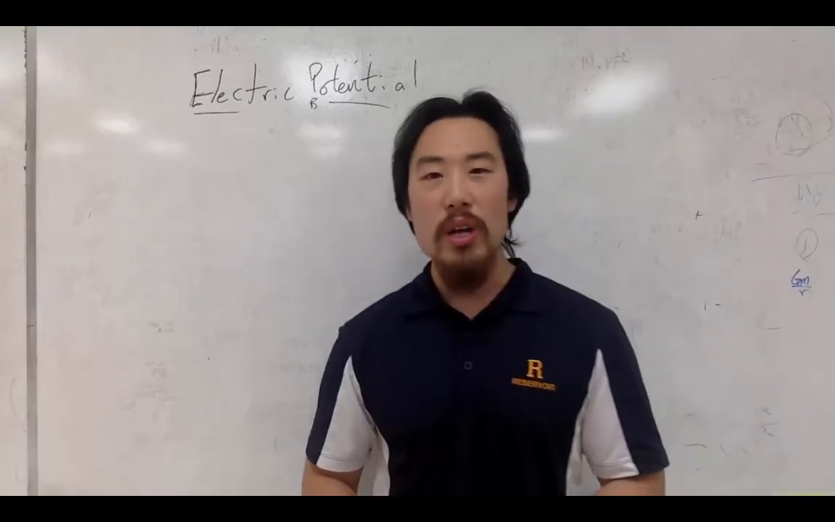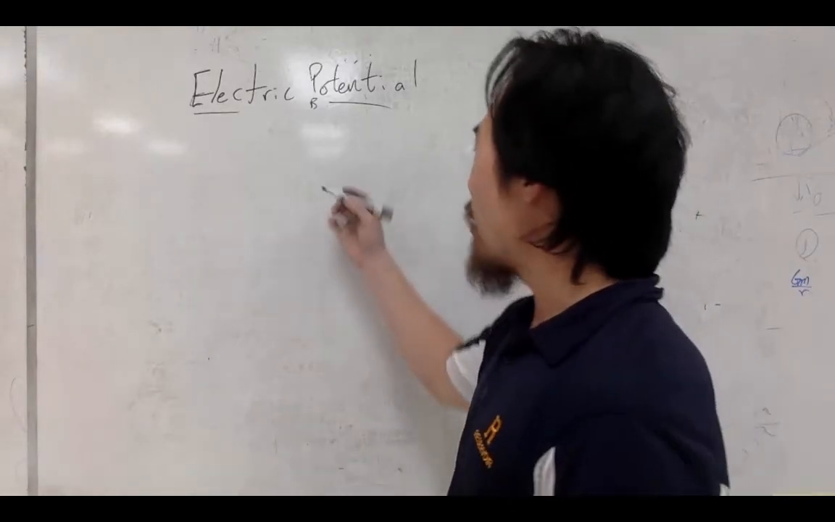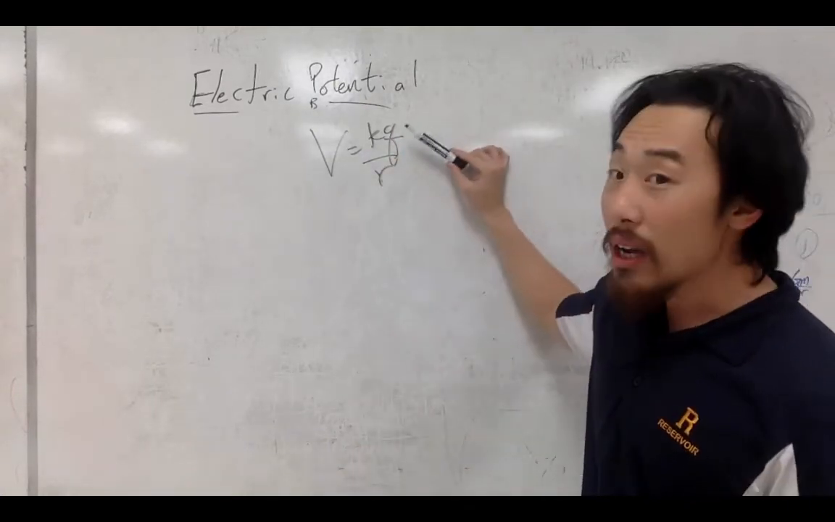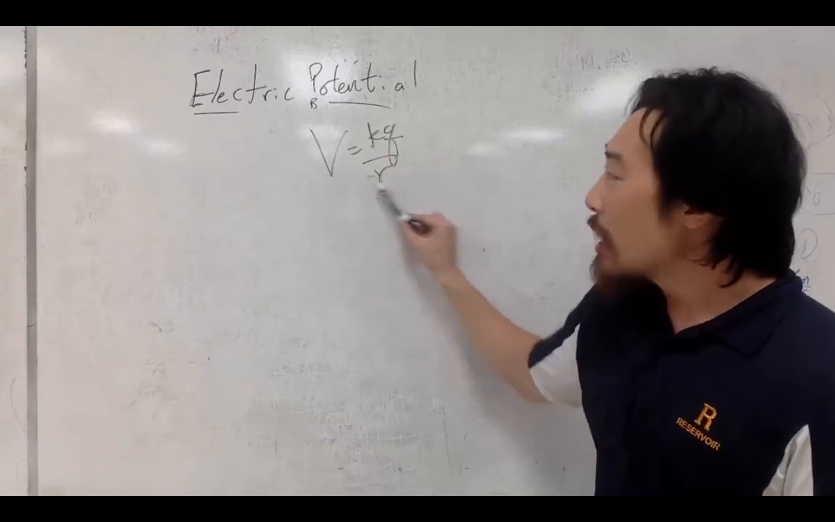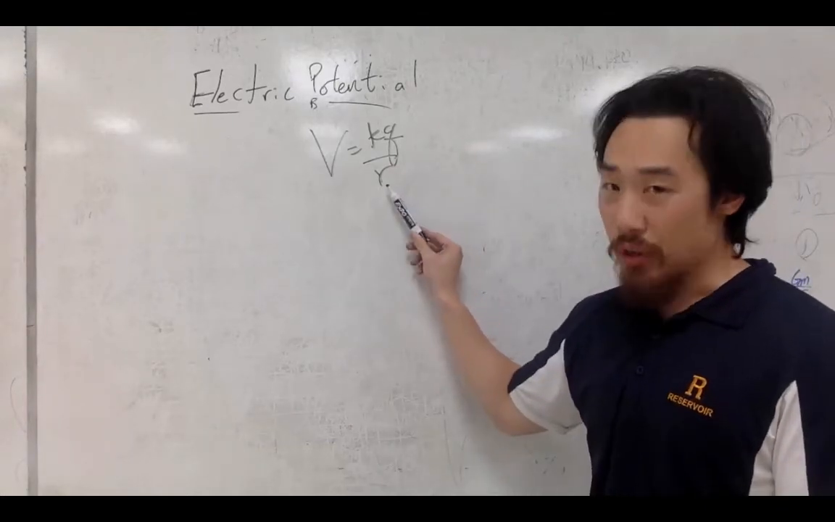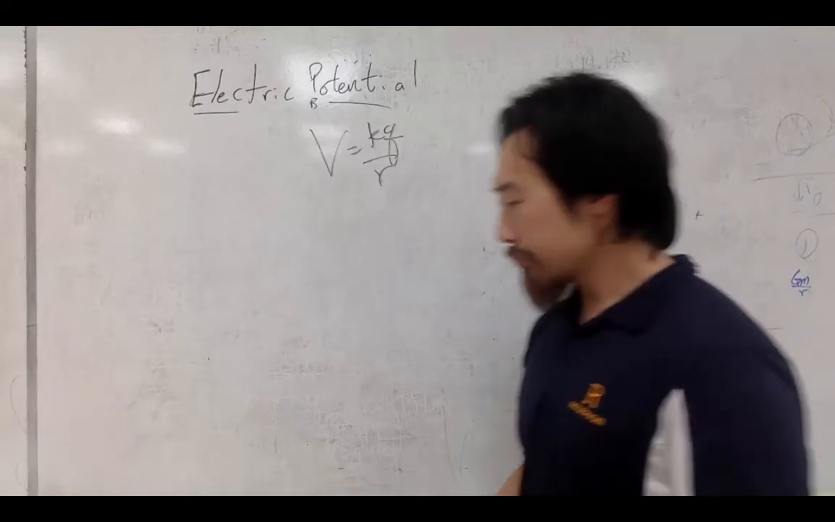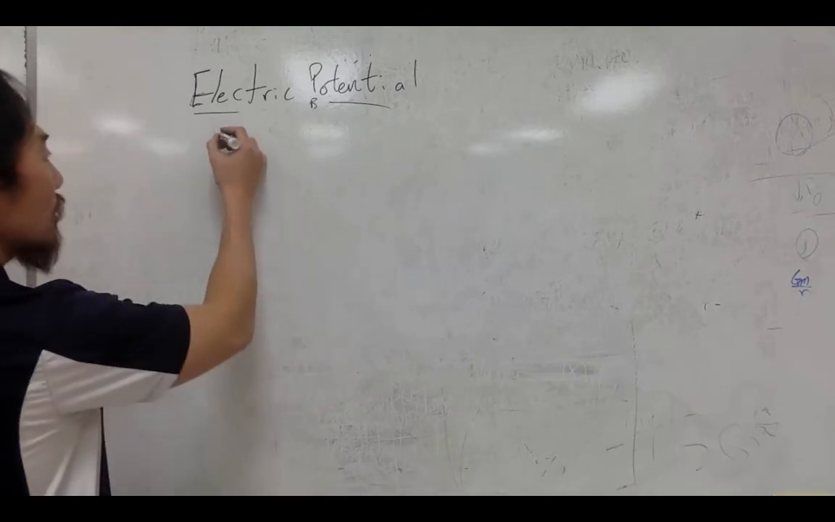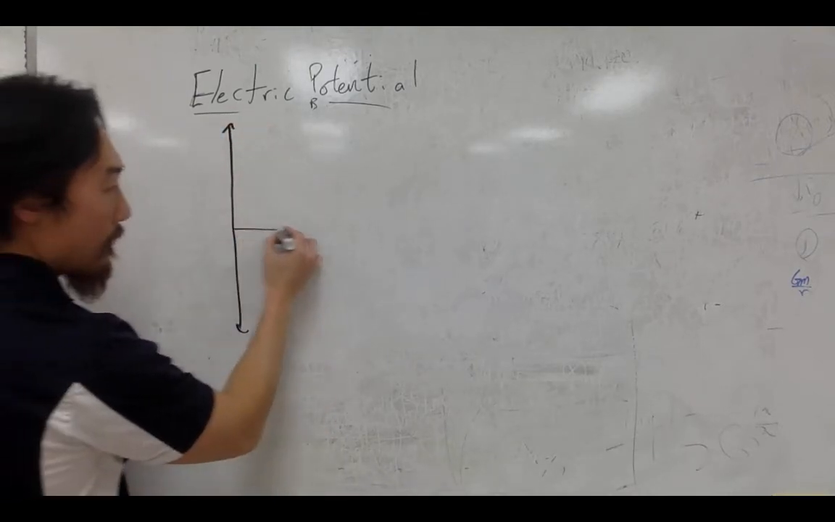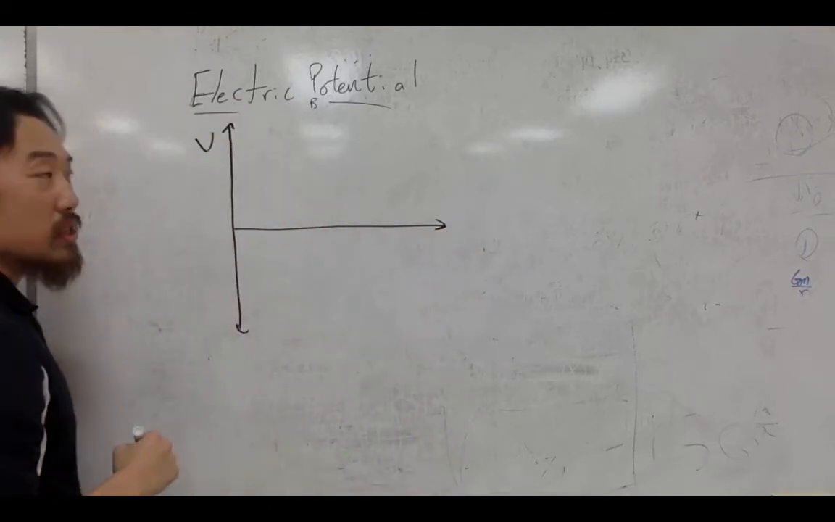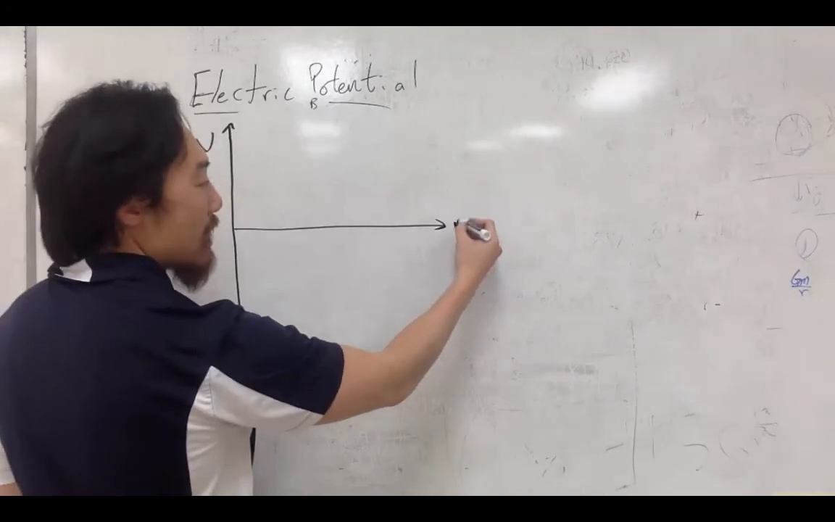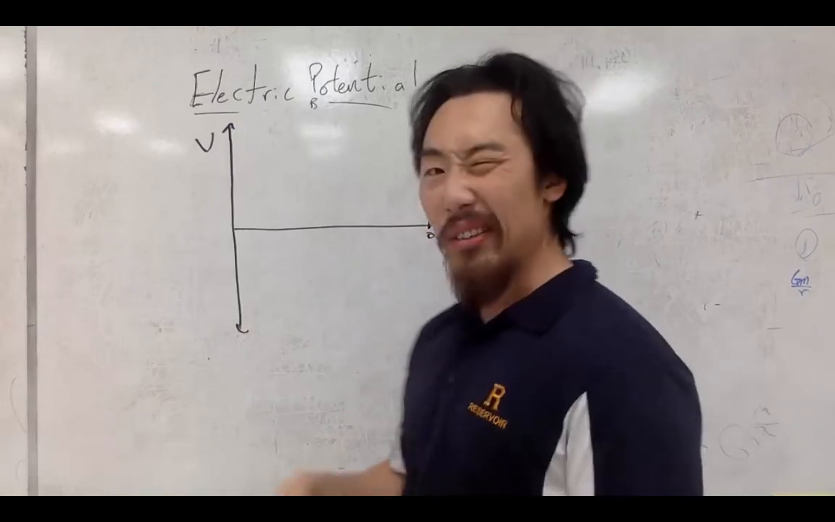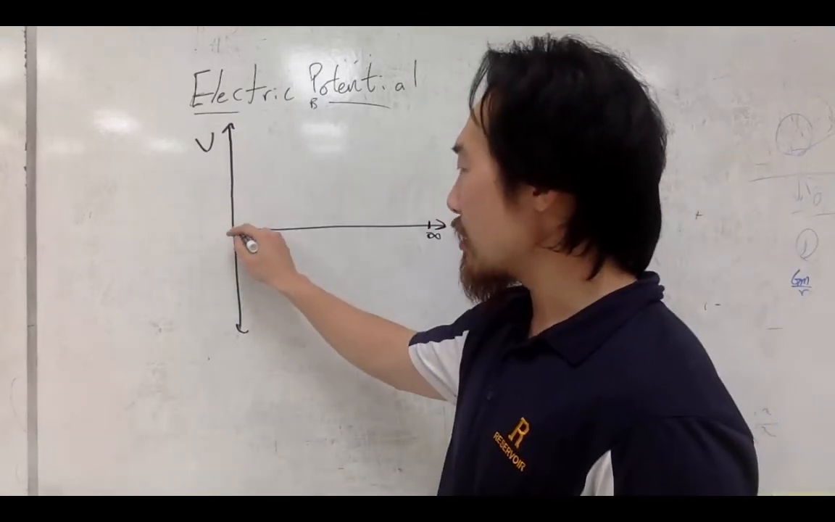So what this means in terms of our graphs, if we were to take a look at our equations, V is equal to kQ over r, it shows us that as long as the charge remains constant, the voltage has an inverse relationship with the radius. So if this y-axis is the electric potential voltage, and the x-axis is the radius away from the charge, we'll say that this is about infinity, and we'll say here is 0.